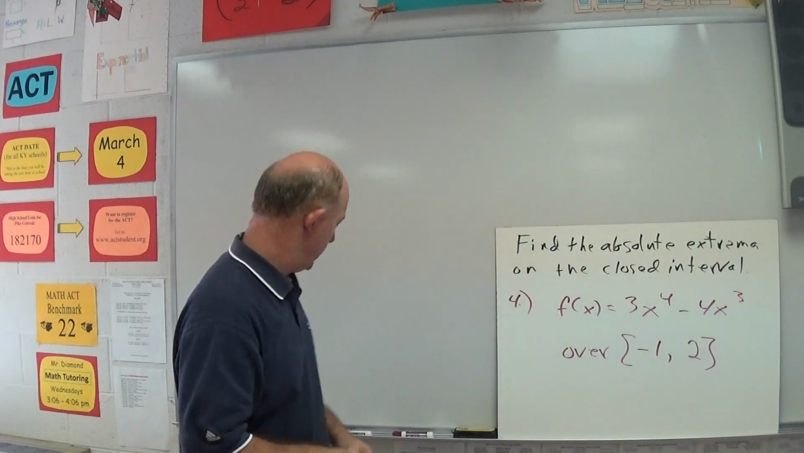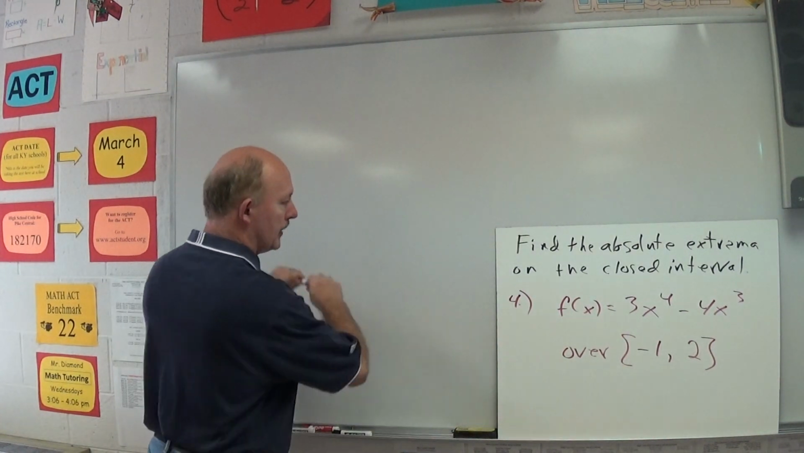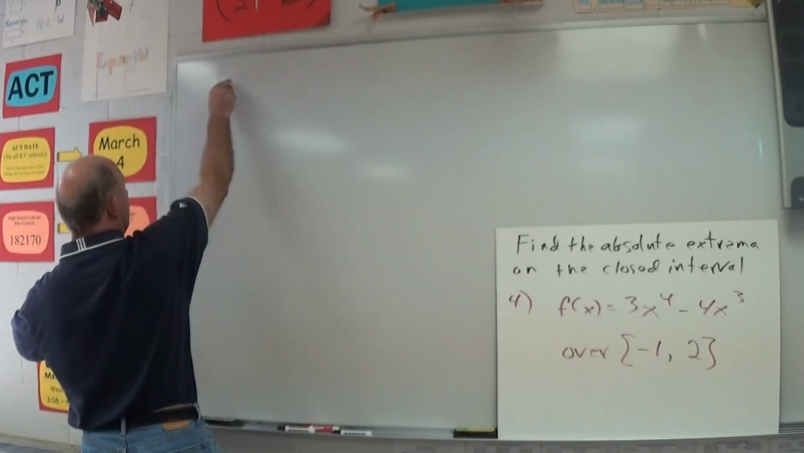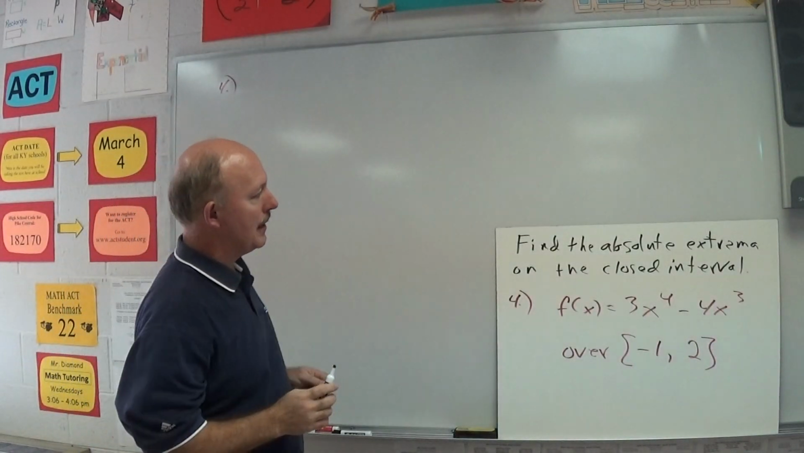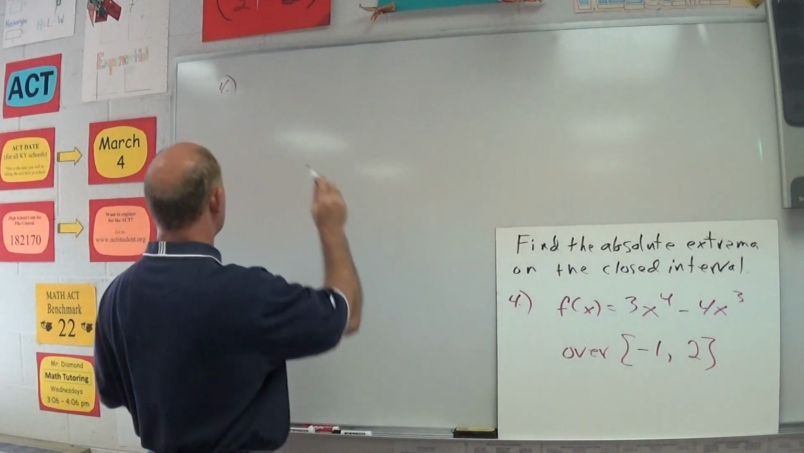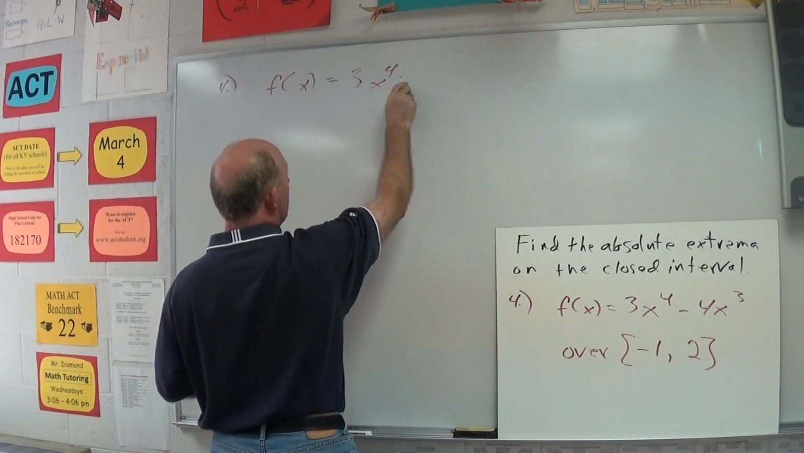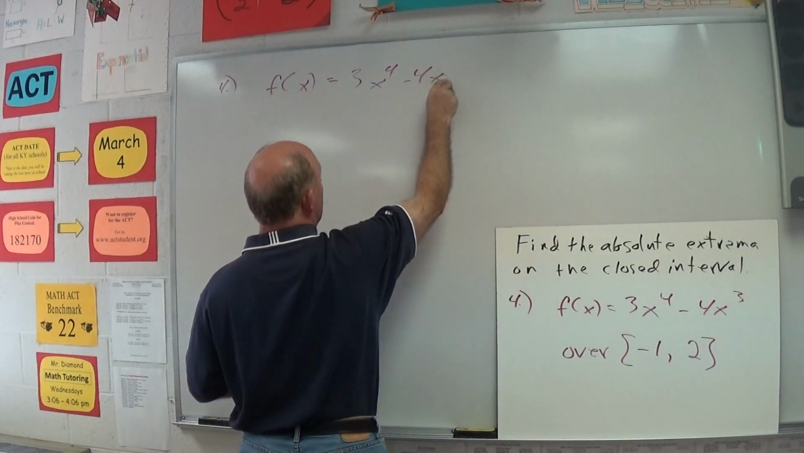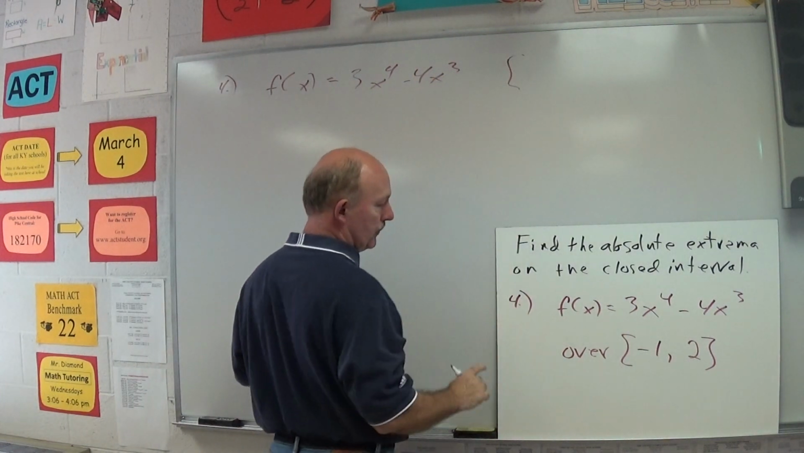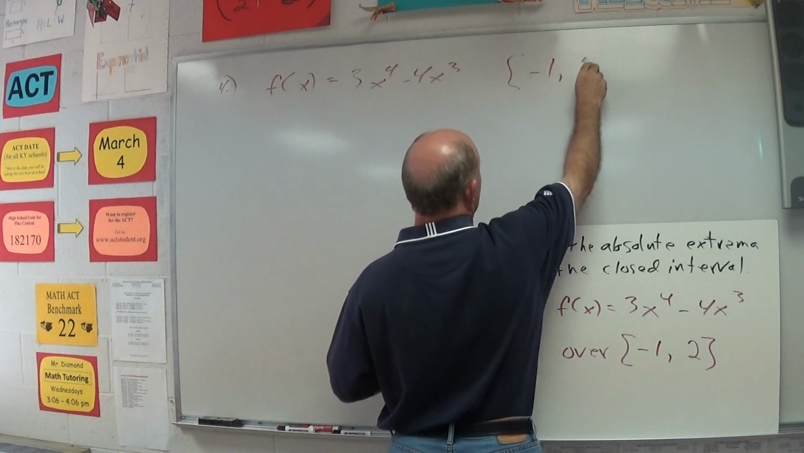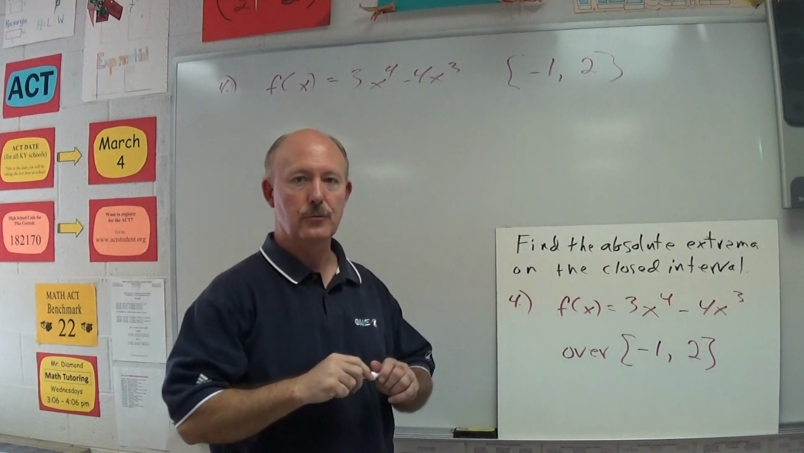All right, so let me go ahead and copy our problem down here. So this is number 4. Now we're looking for absolute extrema this time on the closed interval. Now, we have f of x is equal to 3x to the 4th minus 4x cubed. And our interval is from -1 to 2. All right, so -1 to 2.